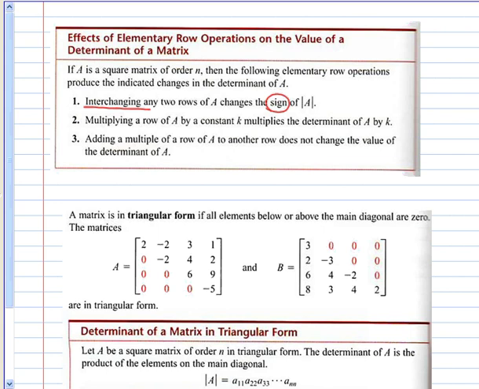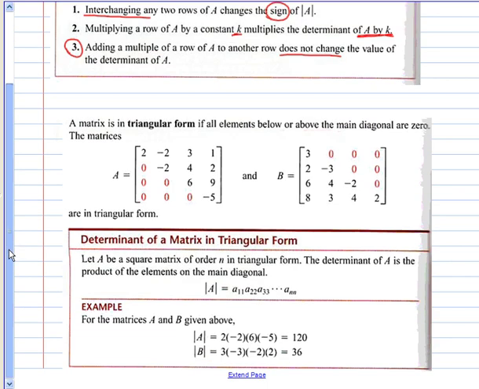Rule number 2. If I multiply a row by a constant k, then I have to multiply the determinant by that constant. If I have to multiply a row by 3, then the determinant is going to be multiplied by 3 from the original determinant. And rule number 3, adding a multiple of a row to another row does not change the value of the determinant. And this is the step that we do most of the time when we are putting matrices in triangular form. We add a multiple of one row to another. Has no effect on the determinant.